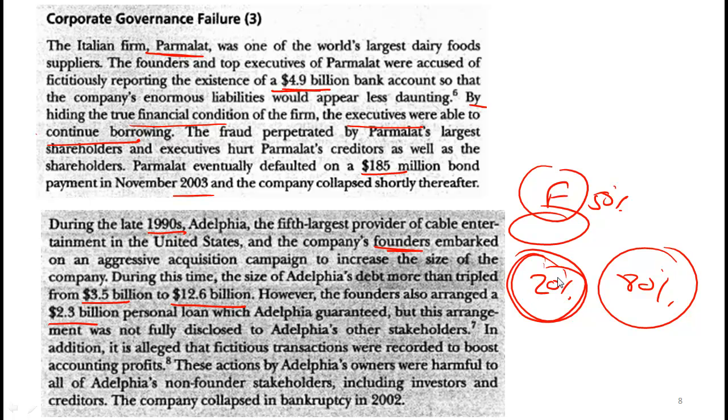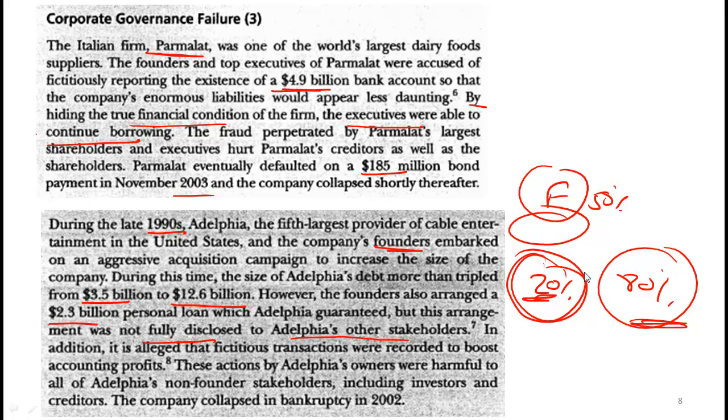So the founders know a whole lot more about what's going on. So these are the founders slash managers. They still happen to have 20% of the stake in the company, but 80% is owned by outside shareholders who don't know what's going on in the company. So this is the scenario here. So the founders also arranged a 2.3 billion personal loan which Adelphia guaranteed, but this arrangement was not fully disclosed to other stakeholders. So not fully disclosed essentially means not disclosed.